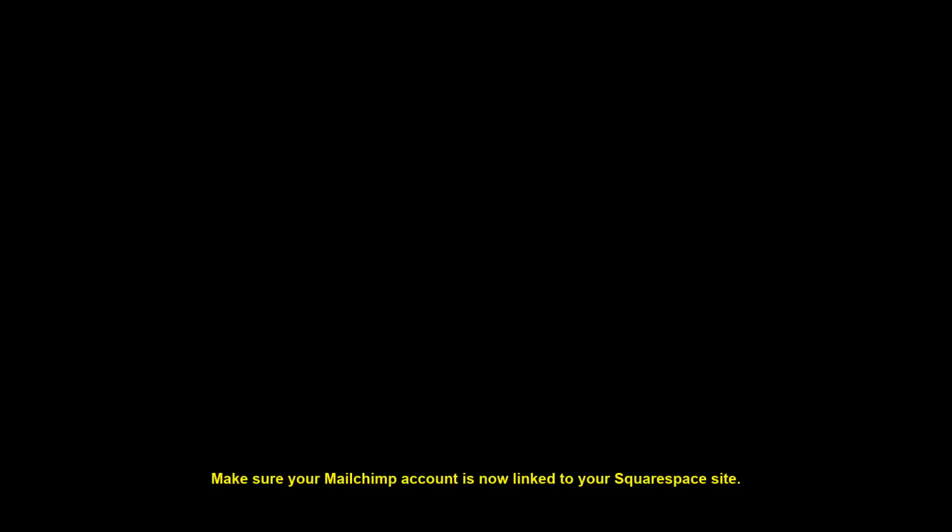After successful login, you will be redirected back to Squarespace. Make sure your Mailchimp account is now linked to your Squarespace site. Next, navigate back to the Settings menu. Select Advanced from the options available. Now click on External Services.